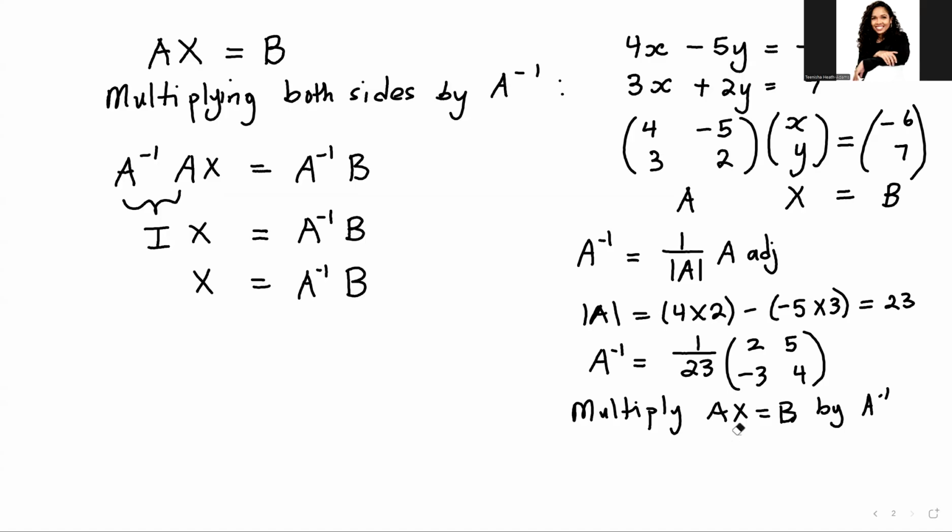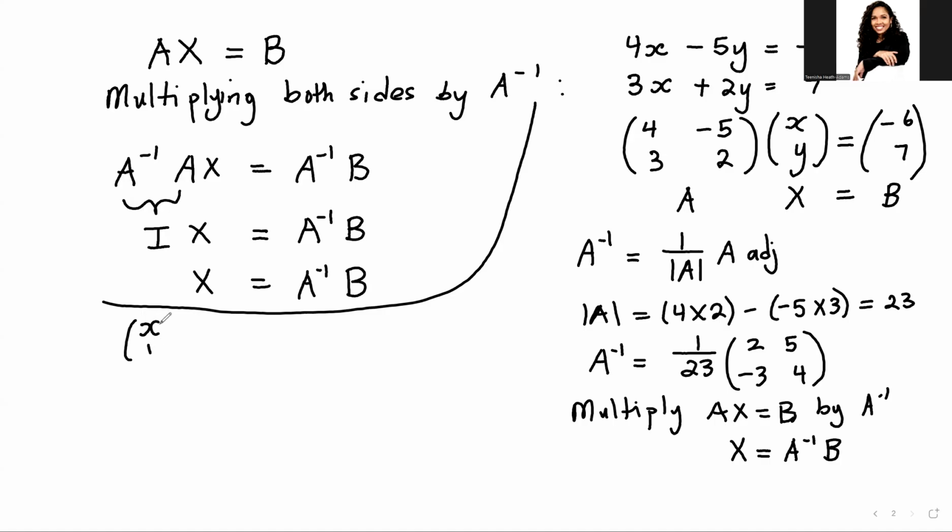So really, what you're going to end up with here is just X is equal to A inverse times B. I'm running out of space, so I'm going to just come across here. So X is XY, and let's multiply A inverse by B. So that's 1 over 23, by 2, 5, negative 3, 4, times whatever B is, which in this case is negative 6, 7.